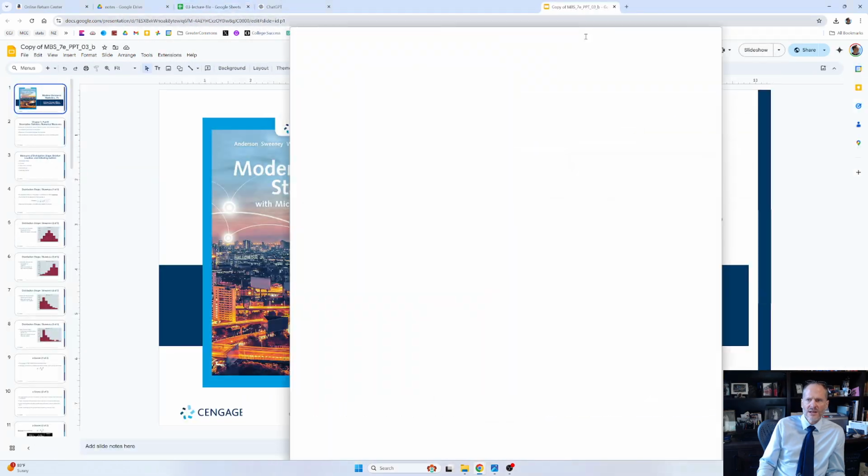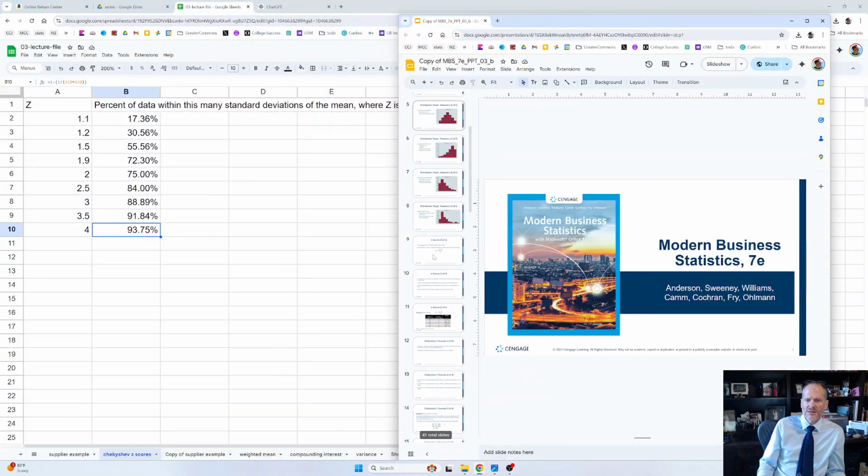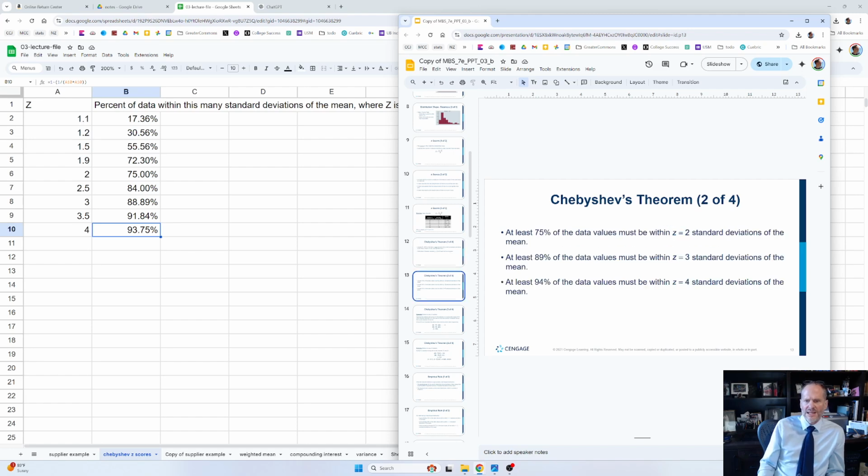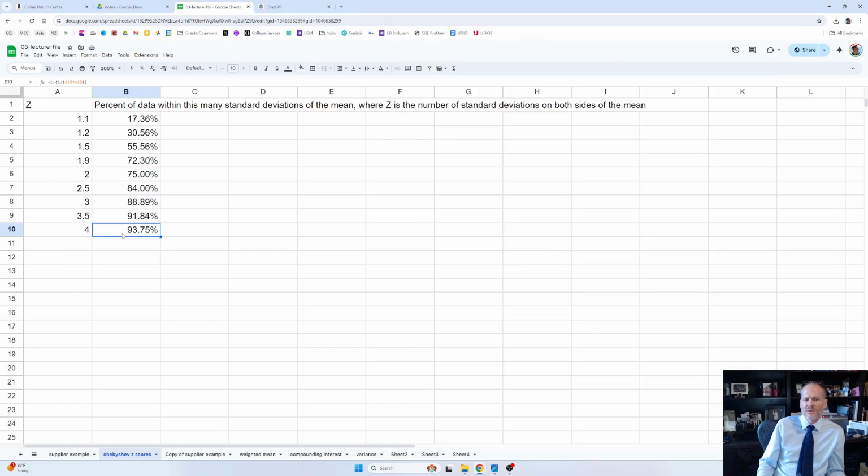If we look at our textbook presentation, or the PowerPoint presentation that comes with the textbook, and we come down here and look at Chebyshev's theorem, this is where it talks about it. It says that 75% of the data must be within 2 standard deviations, 89% within 3 standard deviations, and 94%, well, when you actually calculate it out, it's 93.75 without rounding, within 4 standard deviations. So that's what Chebyshev's theorem talks about.